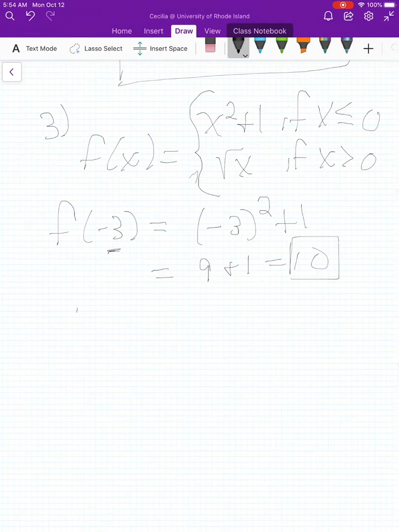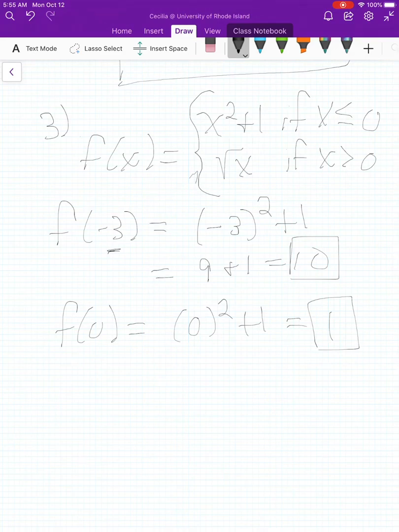Okay, f of 0: x is less than or equal to 0, so we're going to still use the upper function here. And we're going to say it's 0 squared plus 1, which is just 1.